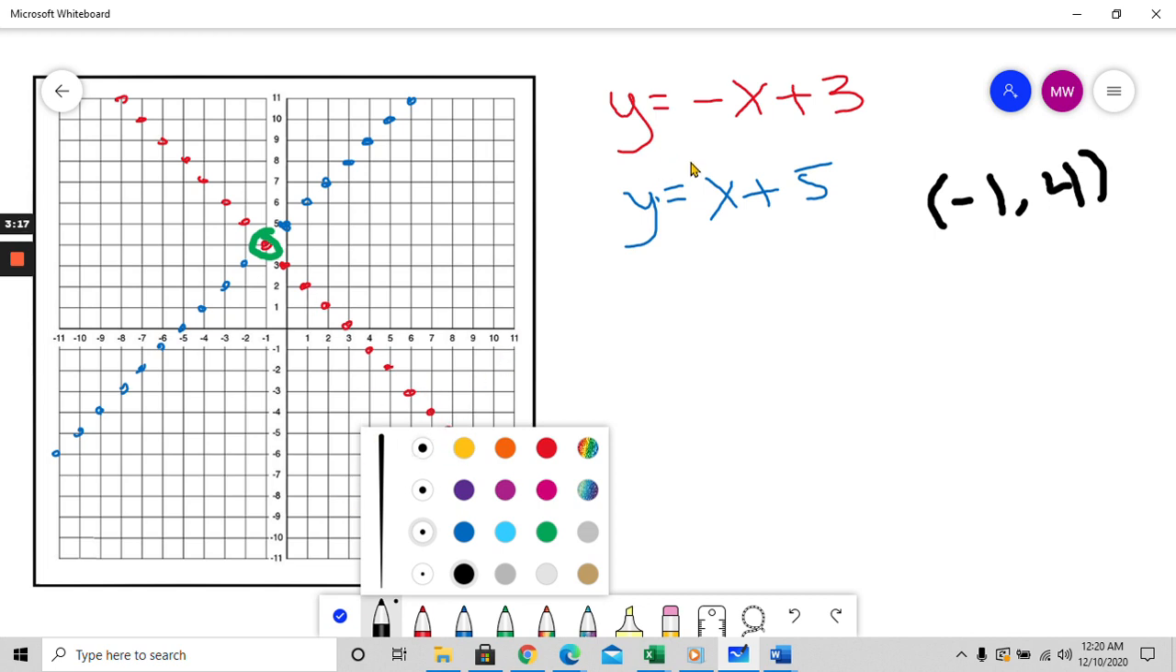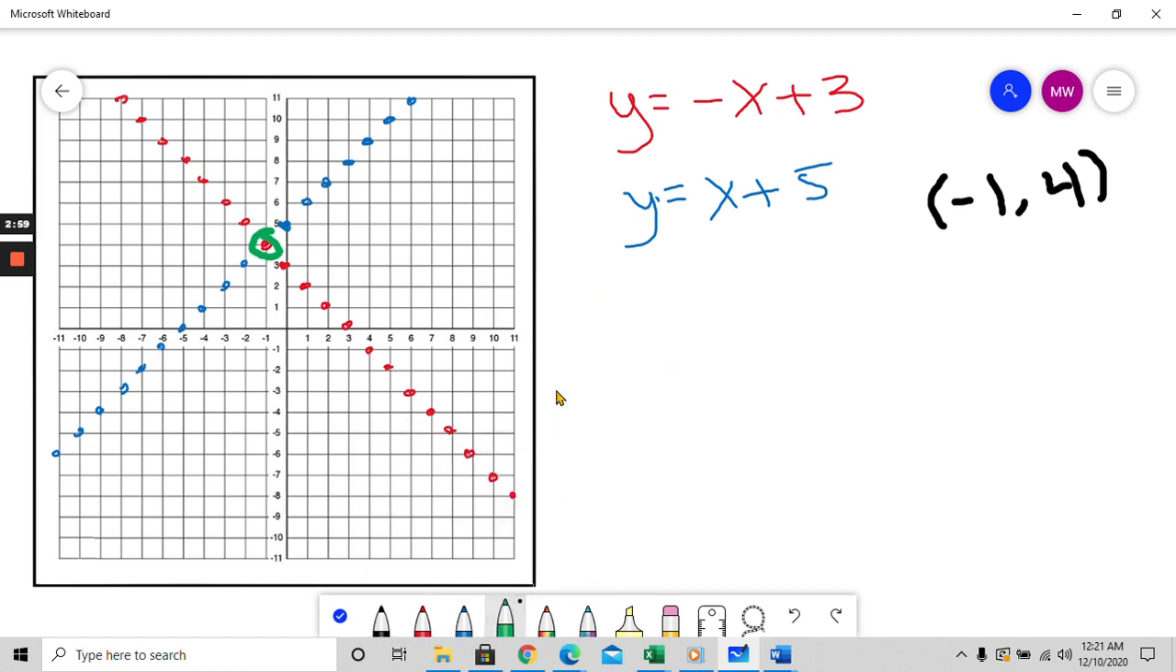If you notice, both of these equations are equal to y. They're both equal to y. Y is the same variable. It carries the same value for both equations. And they are both equal to y. Because they are both equal to y, that means that they are equal to each other.